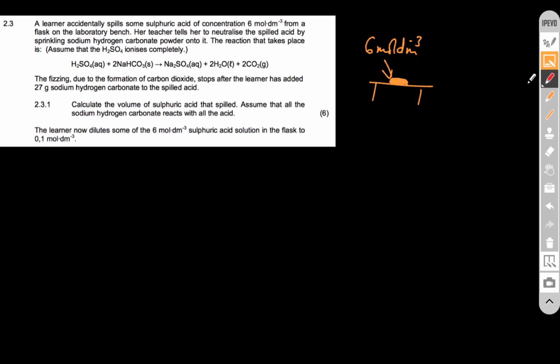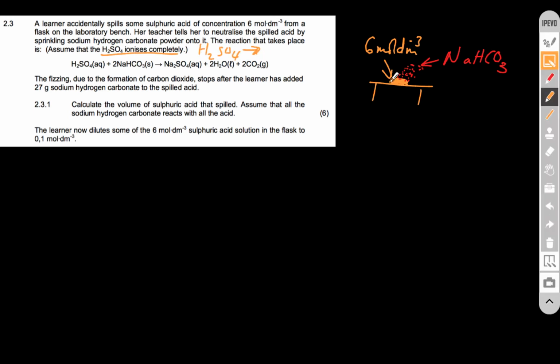So they're going to sprinkle some sodium hydrogen carbonate, right? And then they say the reaction that takes place, assume that the sulfuric acid ionizes completely. This statement simply means that H2SO4 is going to ionize to produce 2H+ and SO4 2-. So that's what's going to happen there.